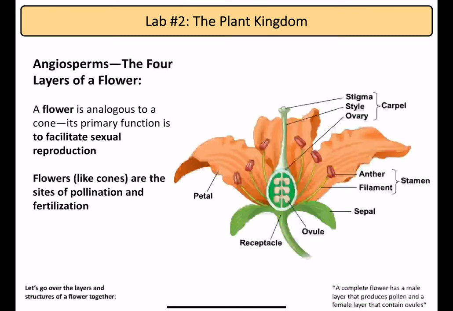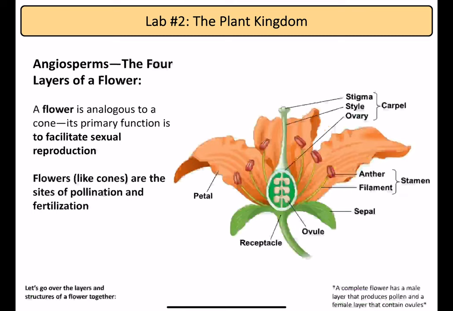So we are ready for topic number two. We're going to be talking all about angiosperms for a while here. And the first thing we want to talk about is the basic structure of a flower. I want you to realize a flower is analogous in function and in structure to a cone. Okay, so it's a reproductive structure and its job is to facilitate reproduction. So it is going to be both the site of pollination, which we'll talk about, and the site of fertilization, and then finally, the dispersal of fruits and seeds.